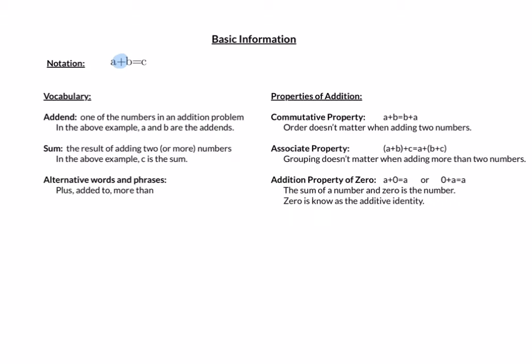The last property we have is called the addition property of 0. If you add 0 onto any number, the result is that number. You don't need to know this right now, but in future math classes, we refer to 0 as the additive identity. All right, so there's our basic information. So now let's go ahead and get into some actual problems involving addition.